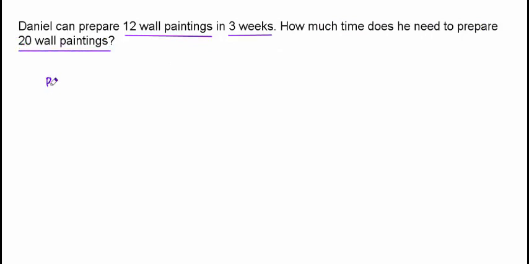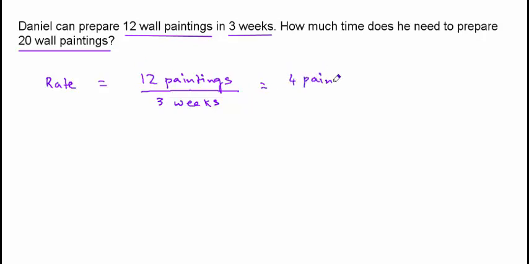Well, we could say that his rate of preparing wall paintings is equal to 12 paintings over a period of 3 weeks. And that equates to 12 over 3 is 4. So we have 4 paintings per week. And then we need to find the time needed for 20 paintings. So this is going to be equal to 20 paintings over a certain number of weeks.